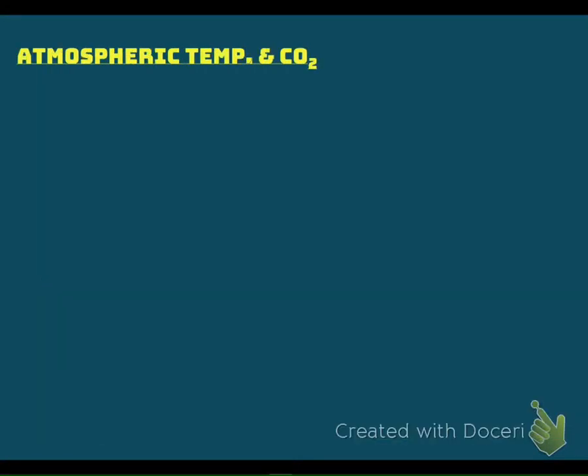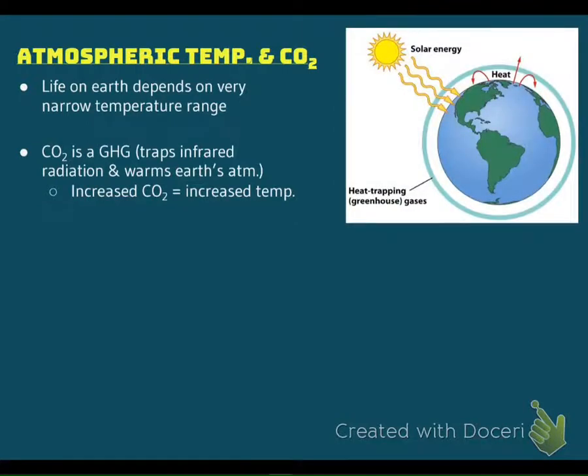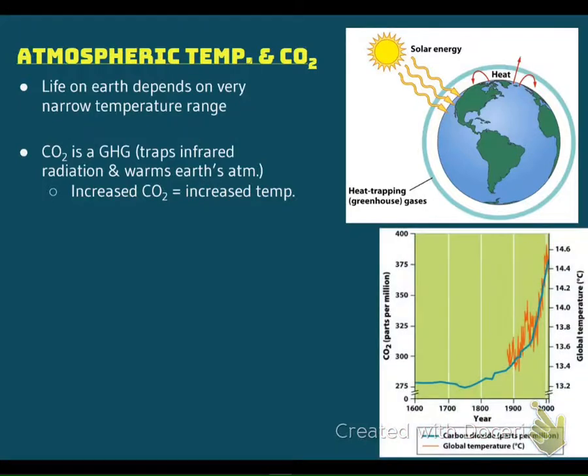So, atmospheric temperature and CO2. Life on Earth depends on a very narrow temperature range. CO2 is a global greenhouse gas. It traps radiation and warms the Earth. All the energy comes down, and through time it goes from visible, and when it's absorbed by Earth, it's reflected as infrared. With more CO2, it keeps on coming back more and more times. It's like having too many blankets on you.